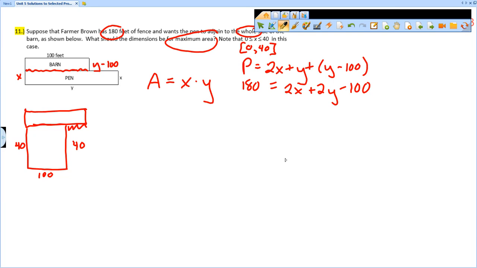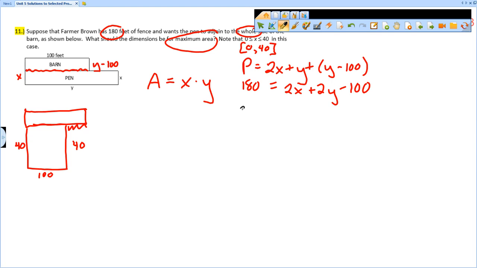All right, so we have our area equation for x times y and our perimeter equation here. In order to deal with this area equation, we're going to solve the perimeter equation and substitute in. Let's solve for the y value, since our domain was given on an x value, and get rid of it in our other equation.